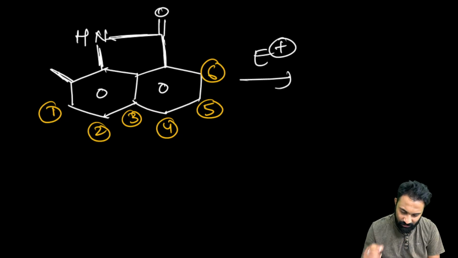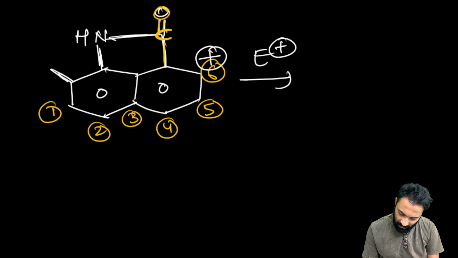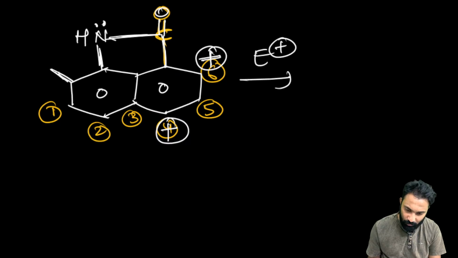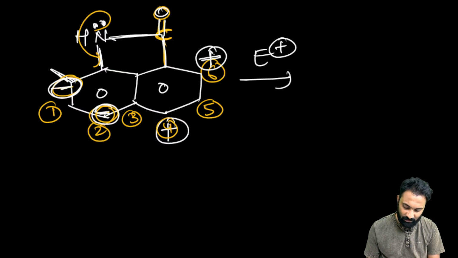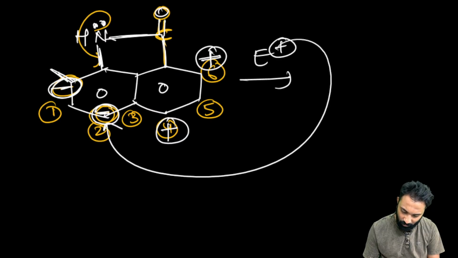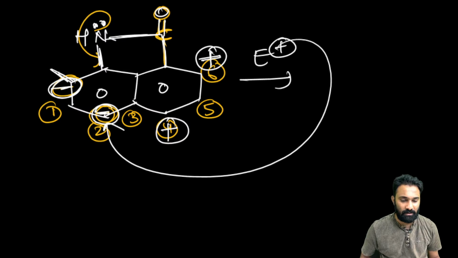Why is the answer 2? Because you can see this is a carbonyl compound. This carbonyl compound will decrease the electron density at the 6th position and the 4th position. Now this nitrogen has a lone pair of electrons, which will be given to the benzene. When it is given to the benzene, it will increase the electron density at the ortho as well as the para position. That's the reason this electrophile will readily go and attack at the second number carbon. Is it clear?